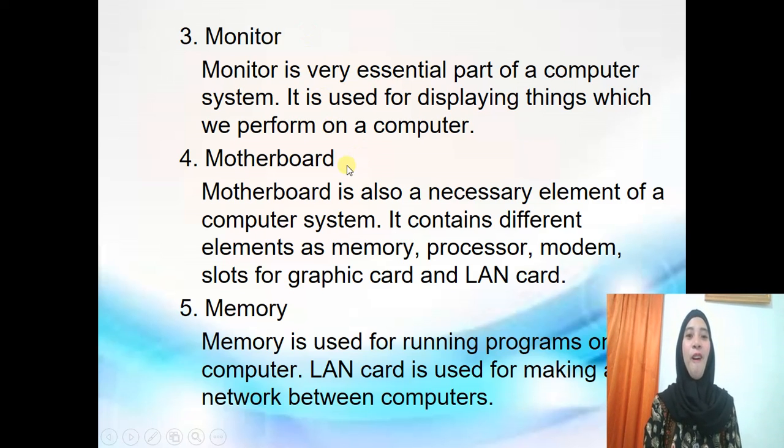Well, number 4, motherboard. We read the definition. Motherboard is also a necessary element of a computer system. It contains different elements such as memory, processor, modem, slots for graphic card, and LAN card. I will repeat once more. Number 4, motherboard. Motherboard is also a necessary element of a computer system. It contains different elements such as memory, processor, modem, slots for graphic card, and LAN card.